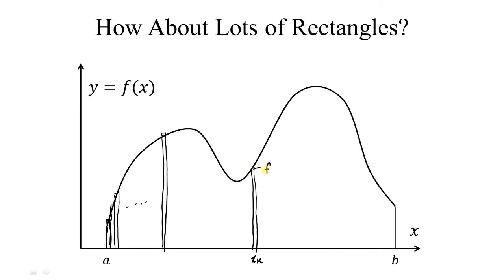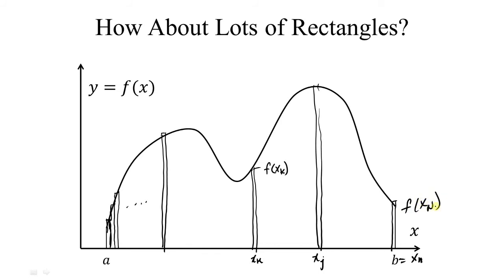The height of the rectangle would be f of x sub k, whatever that value of x sub k was. And you would keep on drawing rectangles, and if you had all the time in the world, you might draw 100 of these. This might be x sub j, and this might be, b would be, of course, x sub n, the nth rectangle, and the height of the last rectangle would be f of x sub n. And this could get very tedious.